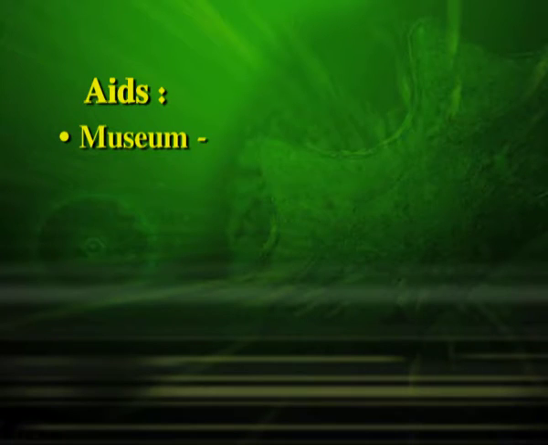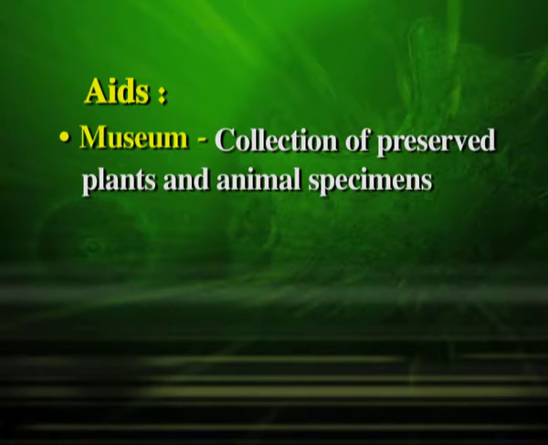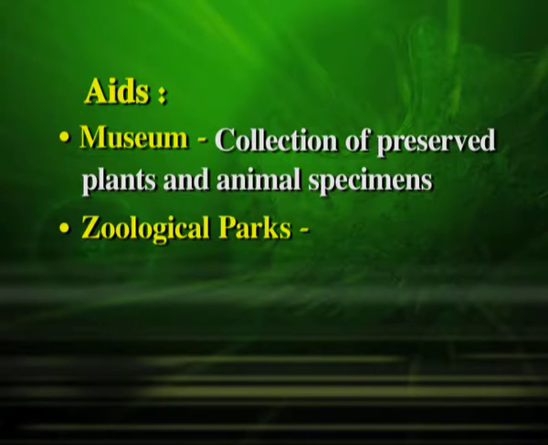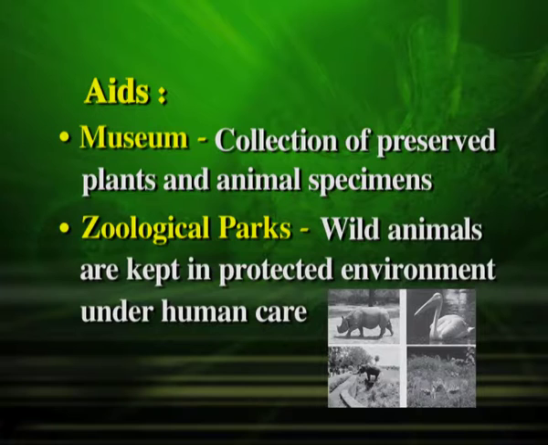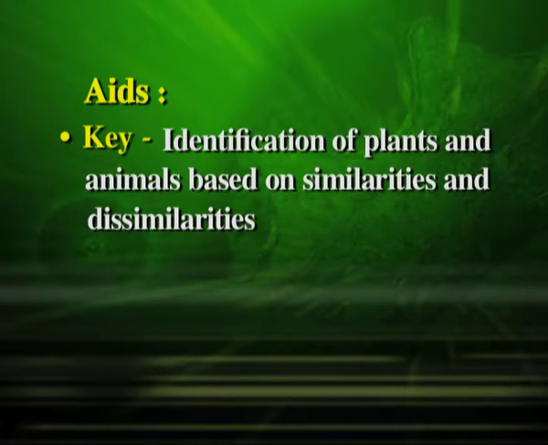Museum: a collection of preserved plant and animal specimens. Zoological parks: wild animals are kept in a protected environment under human care. Key: identification of plants and animals based on similarities and dissimilarities.